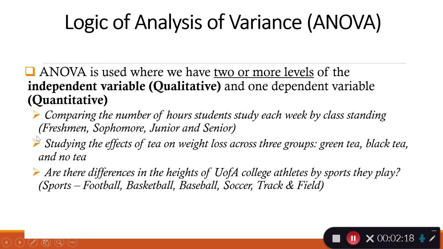Or if we're studying the effect of tea on weight loss across three groups. So here we have green tea group, black tea group, and no tea group. Or are there differences in the height of U of A college athletes by the sports they play? So here, height is our quantitative variable, and the type of sports they play, football, basketball, baseball, soccer, track and field, those are our groups, which are the qualitative variable.